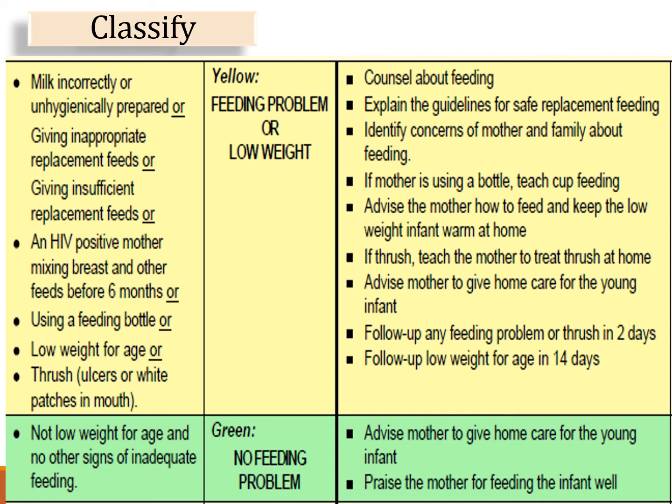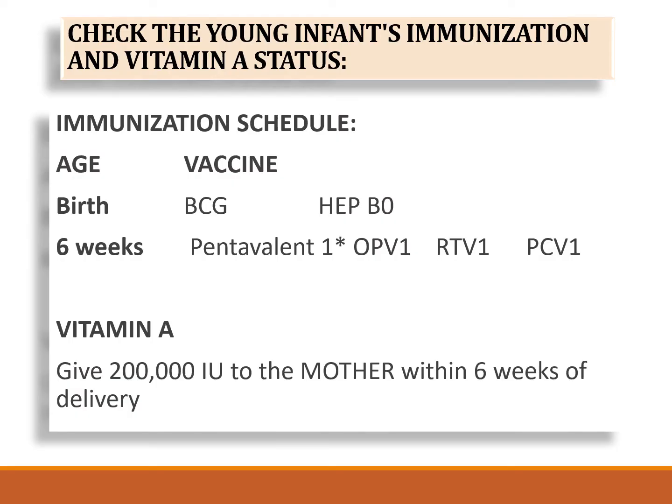Now for no feeding problem, that's the green row. No low weight for age and no other signs of inadequate feeding, then advise the mother to give home care for the young infant, and then praise the mother for feeding the infant well.